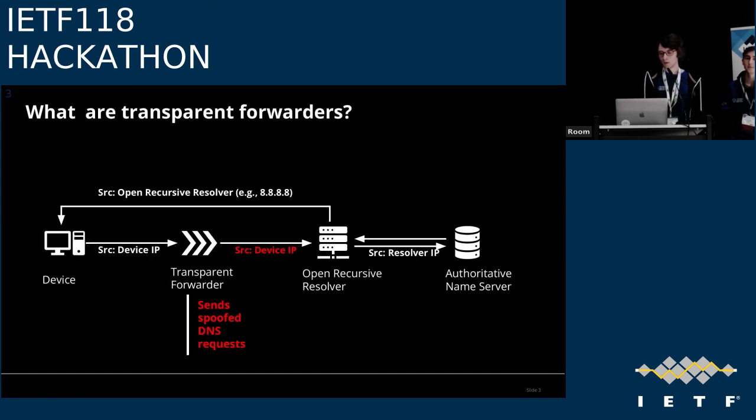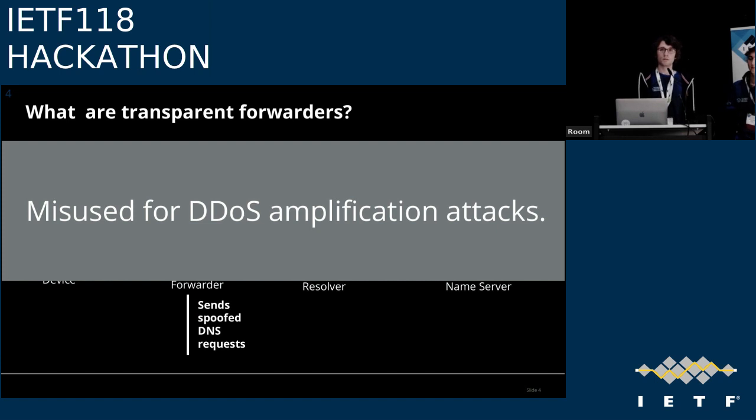And one important component in this ODNS infrastructure are transparent forwarders. And what transparent forwarders do is they essentially spoof the source address by keeping it the same as it was on the original client that sent the request, so that the open recursive resolver sends back the response directly to the client that made the request. And that is actually a big problem because this can be used for DDoS amplification attacks.